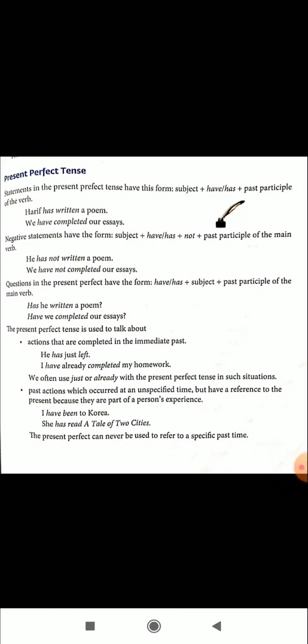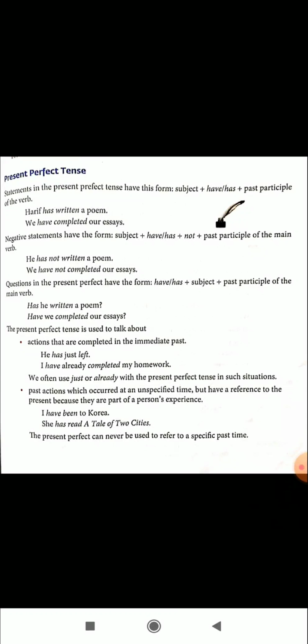Negative statements have the form subject plus have or has plus not plus past participle form of the main verb. He has not written a poem. Has not written, the negative present perfect tense. Have not completed, negative present perfect tense. You have to be careful with the use of not, the place where to put not.